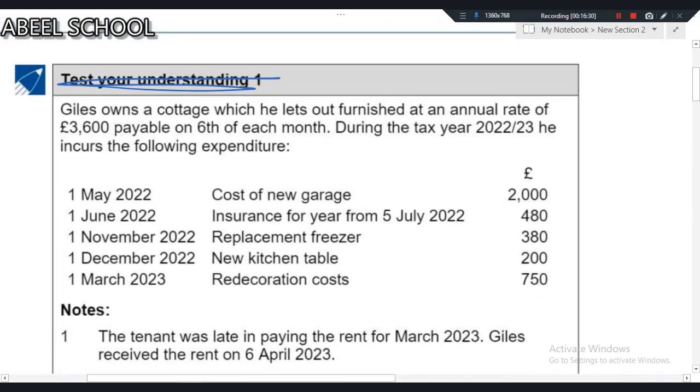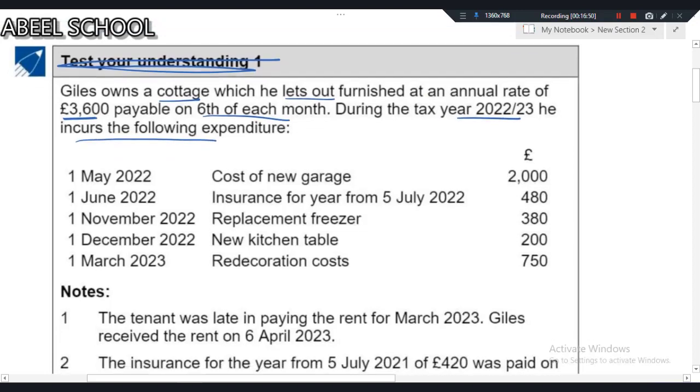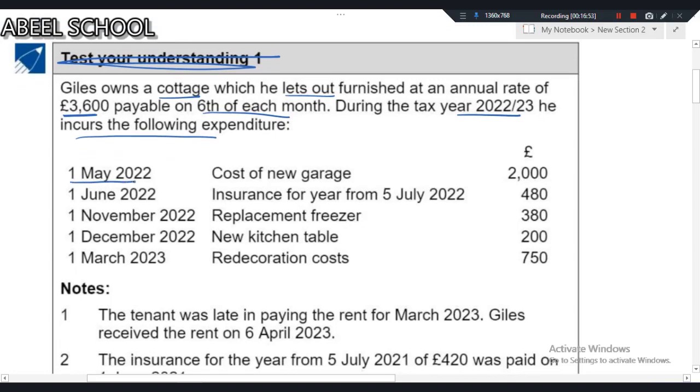Okay. Gill owns a cottage which he lets out furnished at an annual rent of 3,600. The annual rent is 3,600, payable on the 6th of each month. During the tax year 22-23, he incurs the following expenditure. 1st May 2022, cost of new garage.